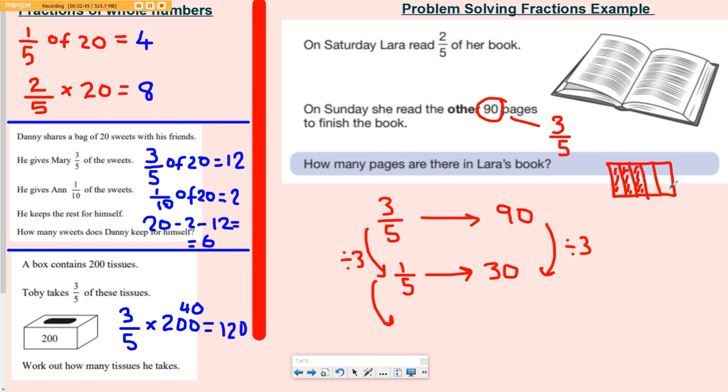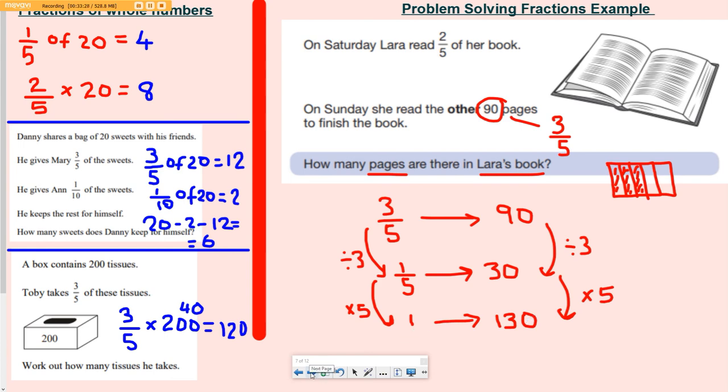Now if 1/5 gives me 30, so 30, 30, 30, 30, 30, 5 lots of 1/5 would give me the full whole that I would like to find out. So I'm going to times here by 5. They said how many pages in Laura's book, so what's the total amount. 5 lots of 1/5 is going to give me one whole, and then I'm going to times this bit also by 5, which is then going to be 150 pages. Okay guys, you could always pause the clip and go back to it and have a go at it, and see if you can remember how to do it.